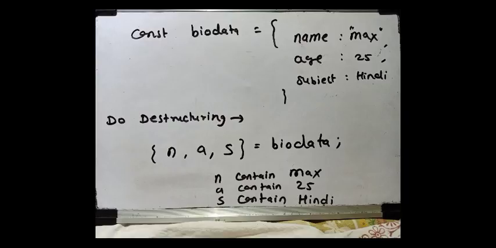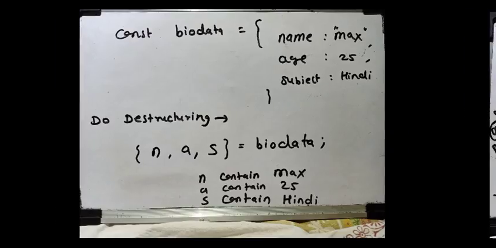Similarly, that was the case of an array, and this is the case of an object. In the object we have 3 different key values: name max, age 25, subject Hindi. If I want to do destructuring, I have to choose 3 variables n, a, s within the curly bracket on the left hand side and equate it with the biodata variable. So n will contain max, a will contain 25, I mean the value, and s will contain Hindi. So these variables always contain the values and not the keys, and you can choose any name.